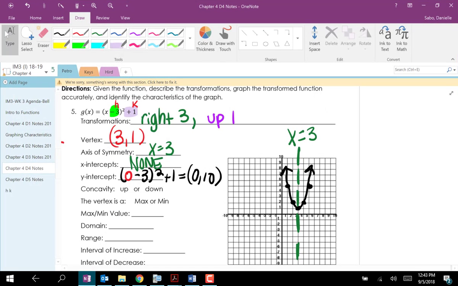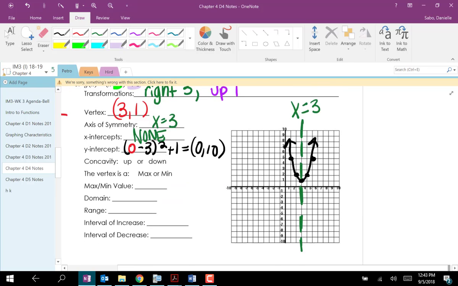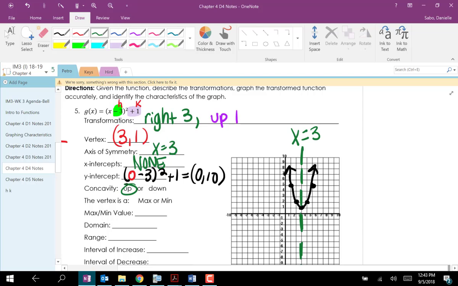Okay. Is it concave up or down? Very good. It's concave up. Now, does it have a max or a min? Again, max, min is like, does it have a high or a low value? Very good. It's got a min. And where is it at? What is the lowest y value you see? Good. I hear it. 1.